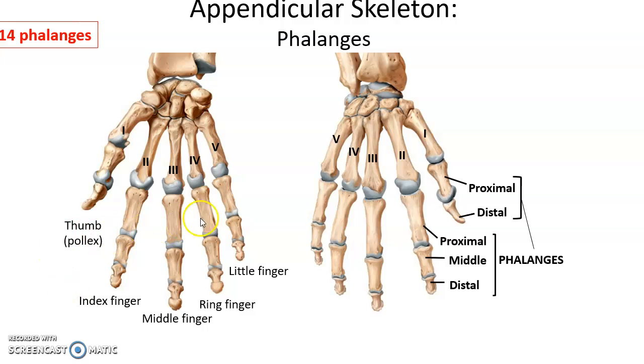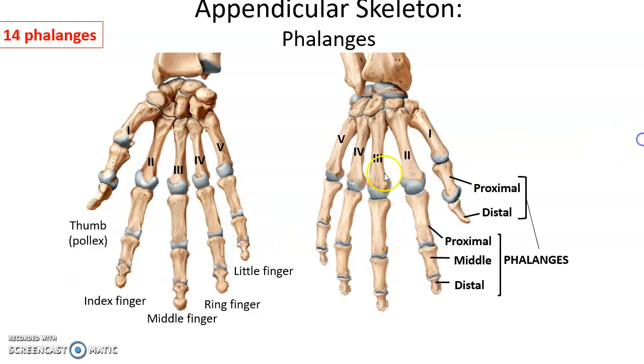Then we have the phalanges. The phalanges are the bones that make up our fingers. So there are 14 phalanges, 5 fingers, 14 phalanges. Phalanges are referred to as proximal, middle, and distal. The reason why there's 14, though, is the thumb only has 2 phalanges, so we only have proximal and distal. So this would be proximal phalanx 1, distal phalanx 1, proximal phalanx 2, middle phalanx 2, distal phalanx 2, and so on.